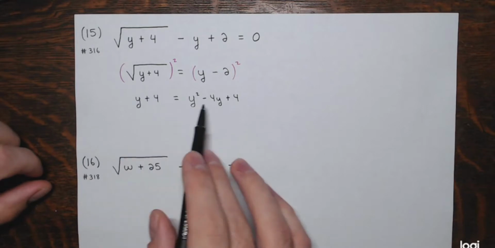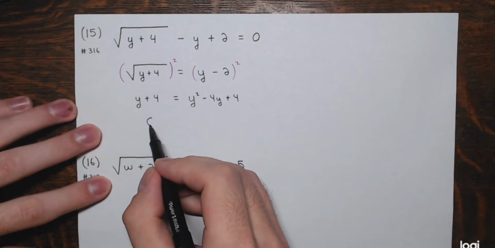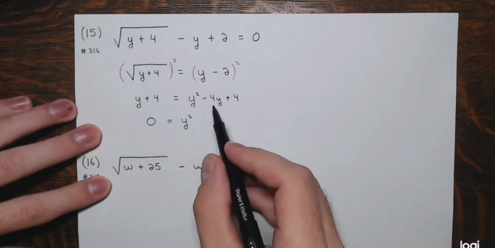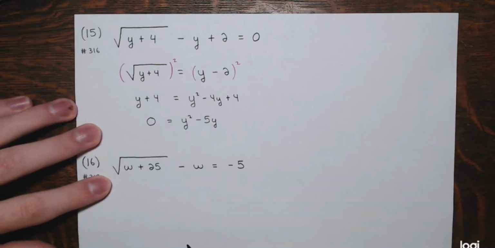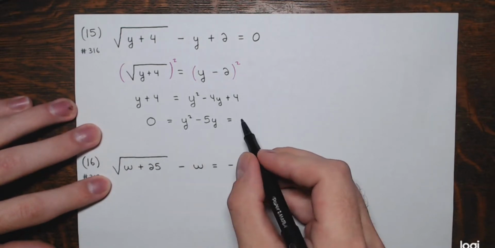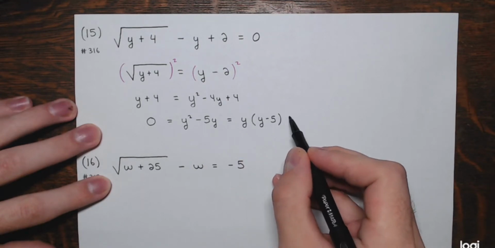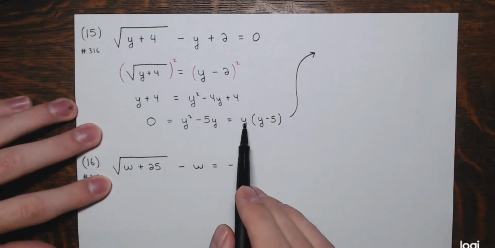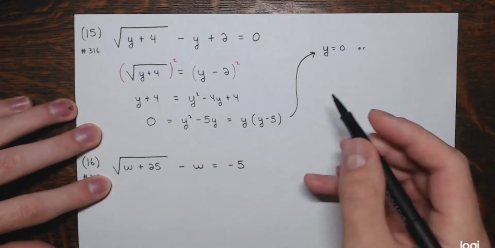And this is just a quadratic equation. Right? I'll just subtract y, subtract 4. We got 0 on the left equals y squared, minus 5y. And then subtracting 4 gets rid of the 4's. And y squared minus 5y, they have a common factor of y. This is just y times y minus 5. Alright, so taking this up here, then the possible solutions then are y equals 0 or y equals positive 5.